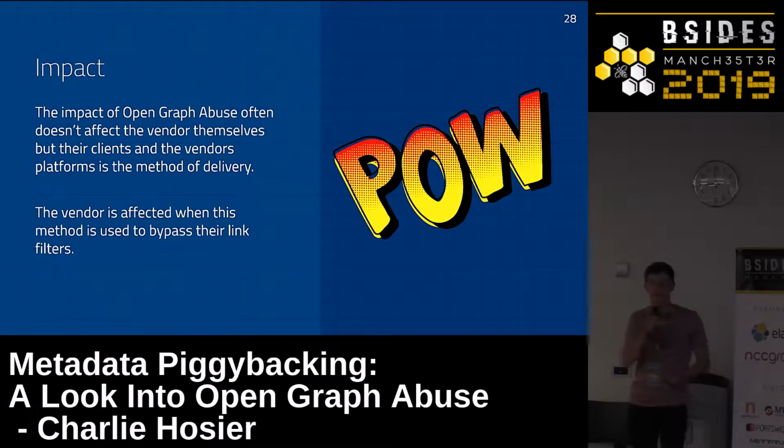Often the impact of this doesn't necessarily affect the vendor themselves, but it's their users' data that's at risk. If their users are being attacked, and it's their email that an attacker is trying to get, then the vendor's application is the delivery method, and because it creates these Open Graph objects and you control the URL visibility, attackers can gain trust quite easily. However, if it's being used to bypass link filters, this is when it affects the vendor.